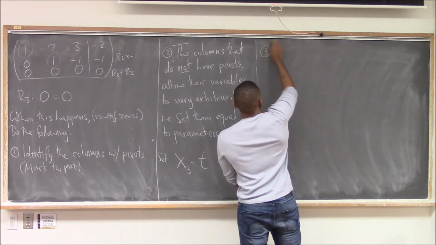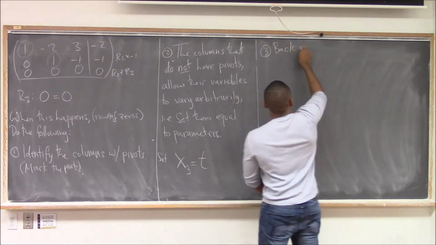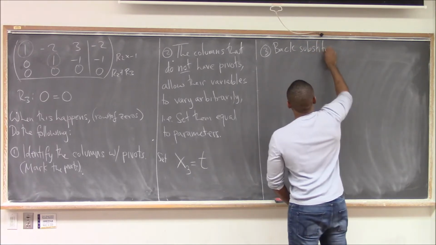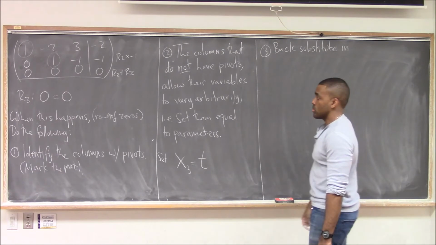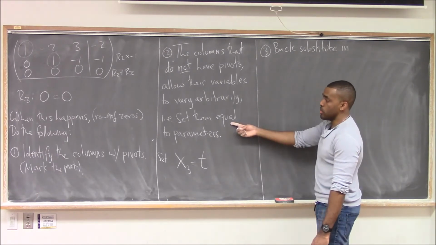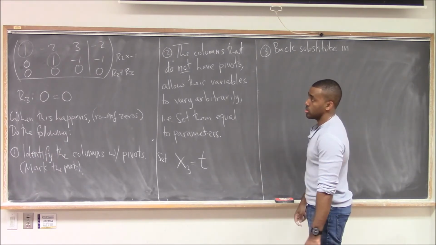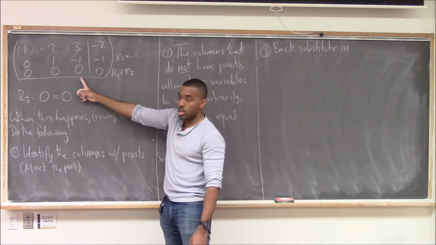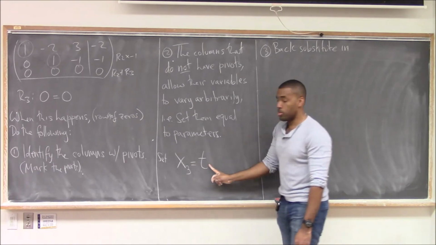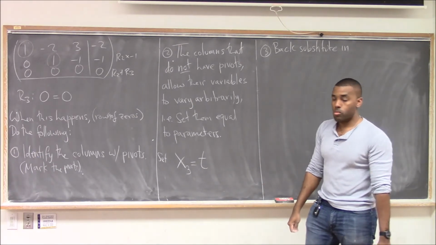So number 2 will say that the columns that do not have a pivot point allow their variable to be arbitrary. So set those variables equal to parameters. There's no pivot in the x3 column, so x3 is a parameter.